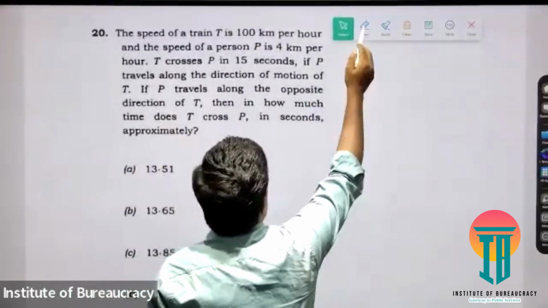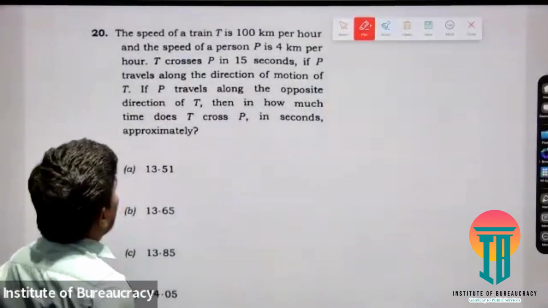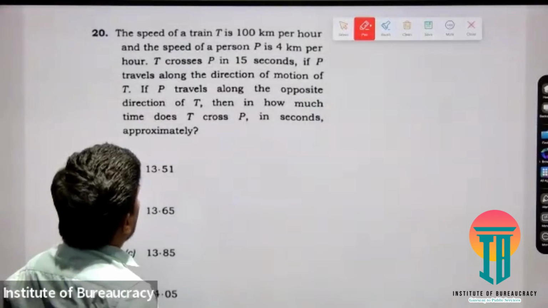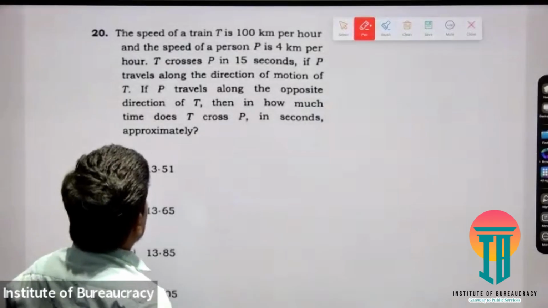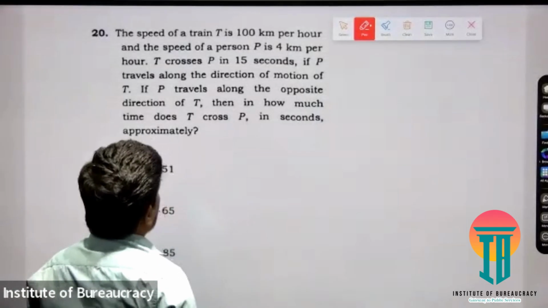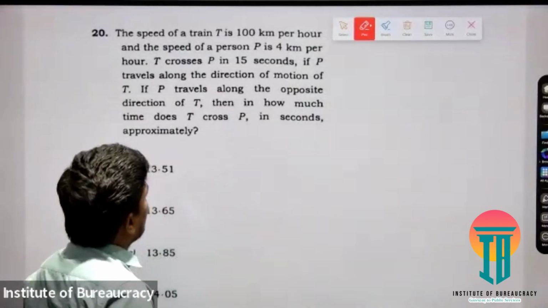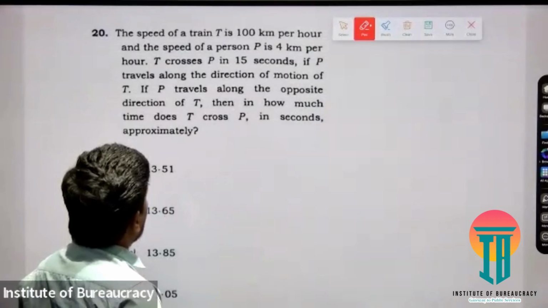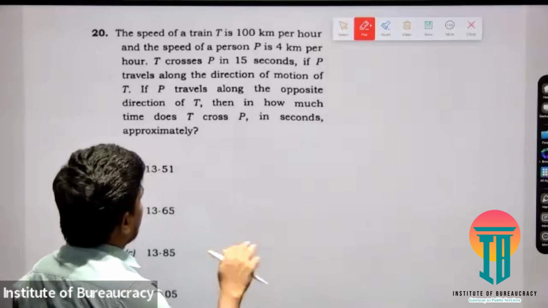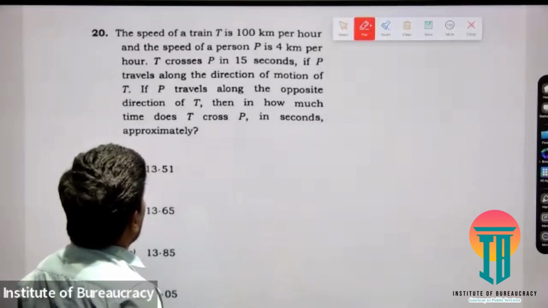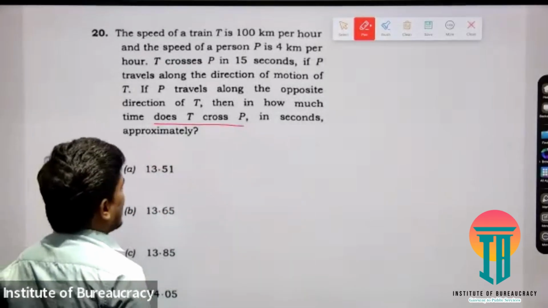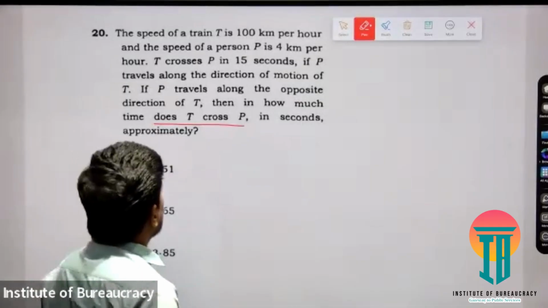The next one. The speed of a train T is 100 kilometer per hour, and the speed of a person P is 4 kilometer per hour. T crosses P in 15 seconds. That means the train crosses a person in 15 seconds. If P travels along the direction of the motion of T, both are moving in the same direction. If T travels along the opposite direction of P, then in how much time does T cross P in seconds, approximately? That's the question. The story is very simple.